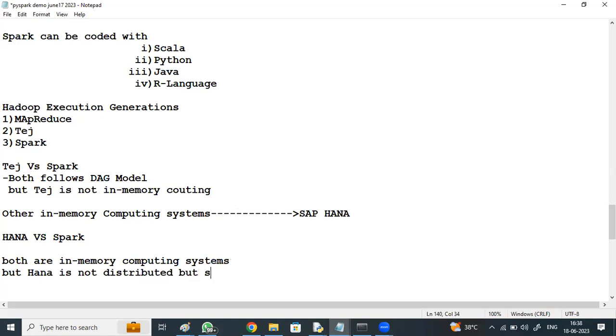Sorry, can you please elaborate what is distributed? I mean, the data will be processed. HANA is not distributed, but Spark is distributed RAM. For example, if I got some 10 systems, each system of 16 GB RAM, total RAM capacity.